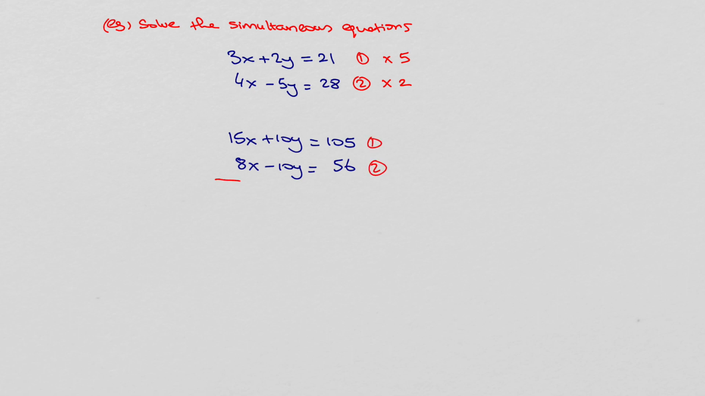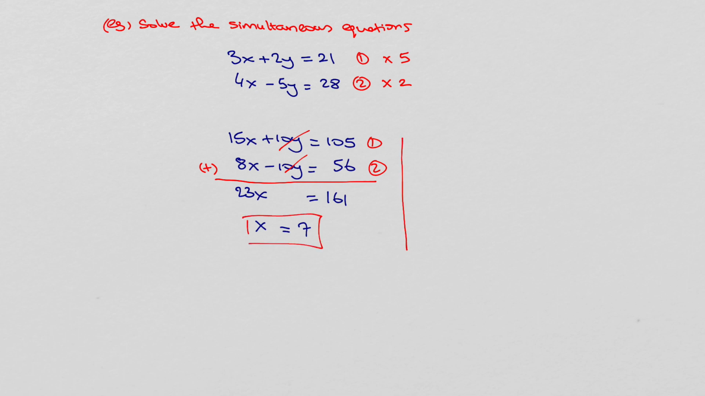So if I draw a line underneath it, what I'm essentially doing next is I'm going to add the x terms, add the y terms, and add the constants. In other words, I'm adding my like terms. So 15x and 8x is 23x, 10y minus 10y is 0, and 105 plus 56 is 161. So now to get x on its own, I'll divide both sides by 23, which gives me x has a value of 7.